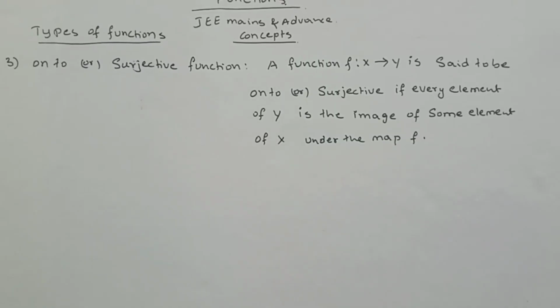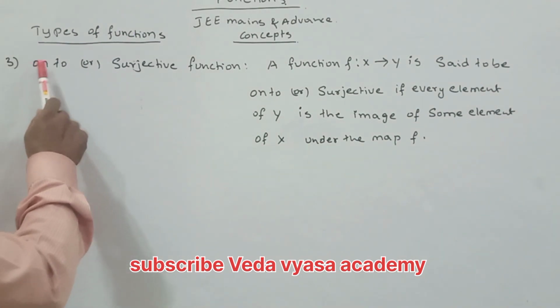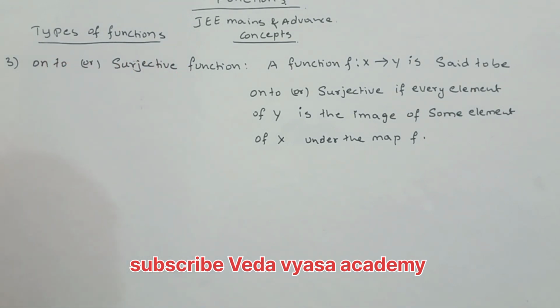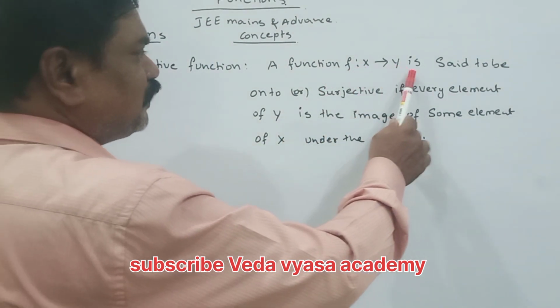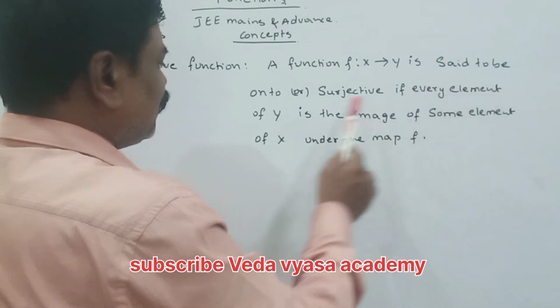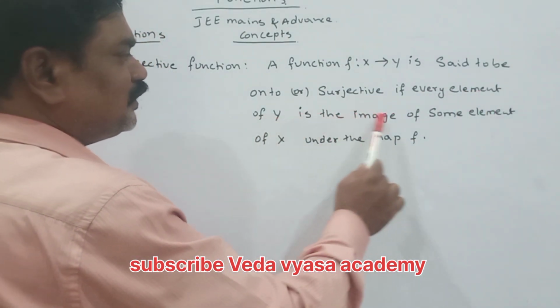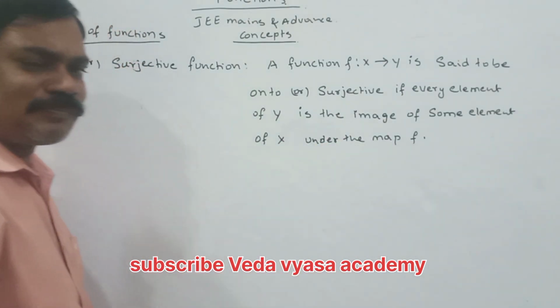Here in types of function, the third one is onto or surjective function. What is the first one? One-one function. The second one is what? That is many-one function. The third one is onto or surjective function. What is this function? A function f: X to Y is said to be onto or surjective if every element of Y is the image of some element of X under the map of f.